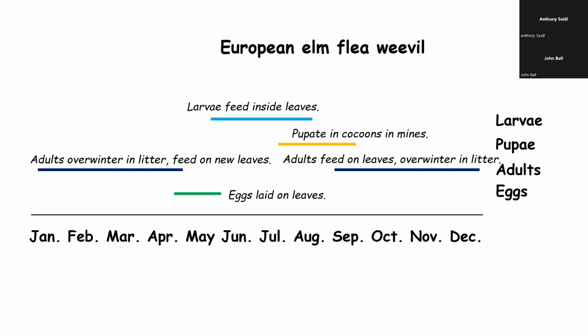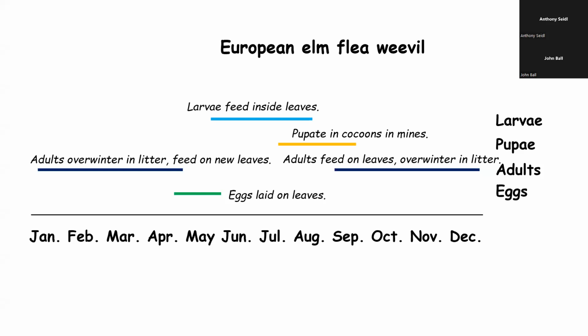And so what we have here is we have the adults overwintering. Now, the adults will be feeding a little bit later on this fall, and they're going to overwinter in the litter. And then in the spring, when the leaves just come out, they'll start feeding on the leaves just as they're forming, and they'll make holes in the leaves. Eggs are laid on the leaves, and then when the eggs hatch, the larvae feed inside the leaves, and that's where we get all that mining. And it'll be a rather large blotch mine, we call it.